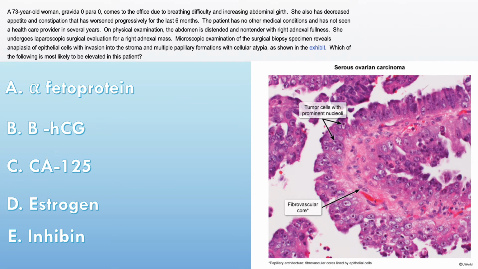A 73-year-old woman, obviously she's postmenopausal, gravida 0, para 0. Now that is the full-blown risk factor, nulliparity. Comes to the office due to breathing difficulty and increasing abdominal girth. Now, what is breathing difficulty? Remember, guys, epithelial ovarian tumors spread to serous cavities in general. It's not just the peritoneum where she has increased abdominal girth, but also the pleura. Okay, so that is probably why she has breathing difficulty.